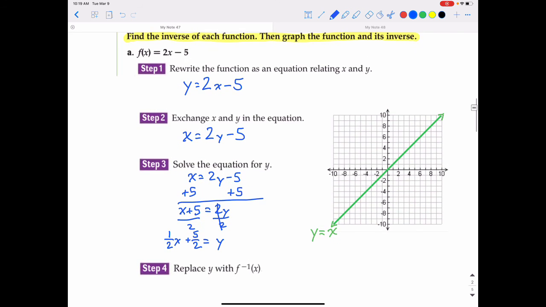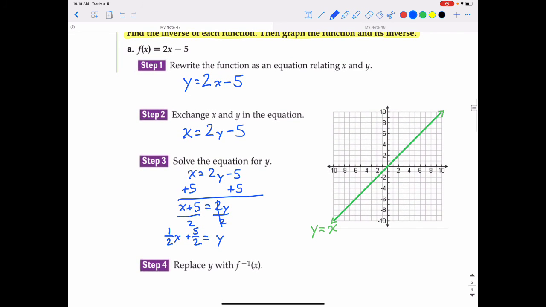And then step 4 is to replace y with f negative 1 of x, because we do want to write this in inverse notation and show that it is the inverse of the original function f of x. So I would write f negative 1 of x equals 1/2 x plus 5/2. All those steps are the first part of the question, which is to find the inverse of the function. And now we're going to graph the function and its inverse.